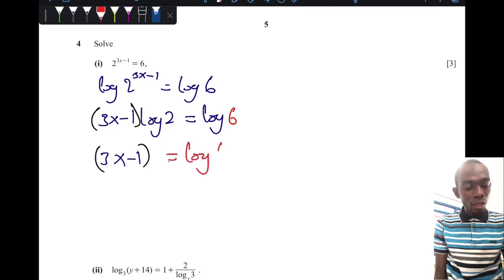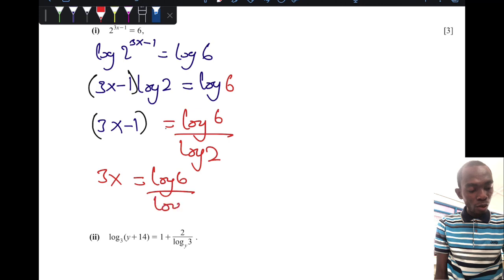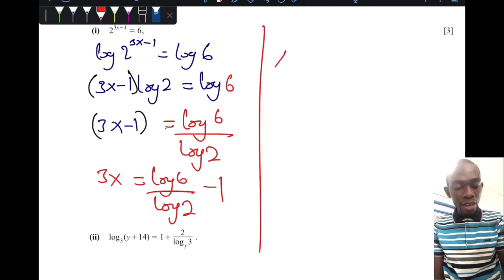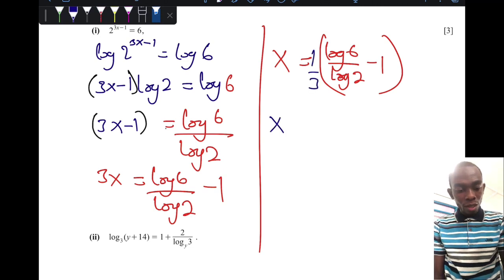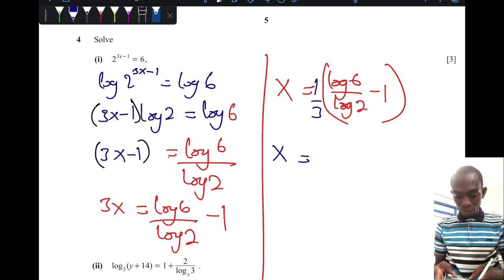Then I divide through by log 2. So I have 3x minus 1 equals log 6 over log 2. Then I'll divide the whole thing by 3. So I'm going to have x is equal to log 6 over log 2 minus 1, all divided by 3. Or I can just say 1/3 times that. I think that is cleaner. So since they didn't say to leave your answer in the exact form, you need to put it on the calculator.